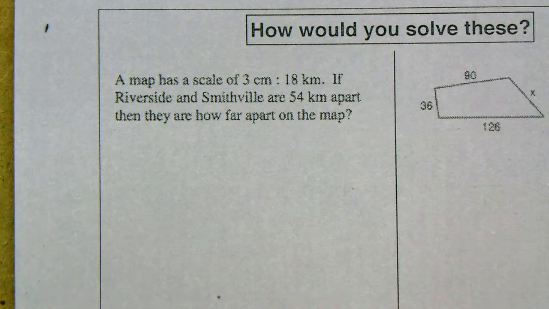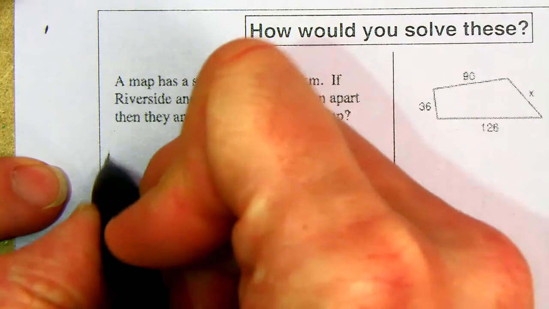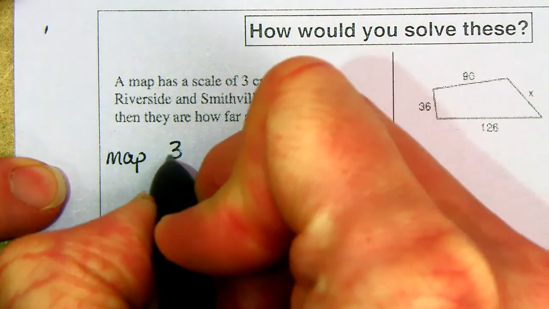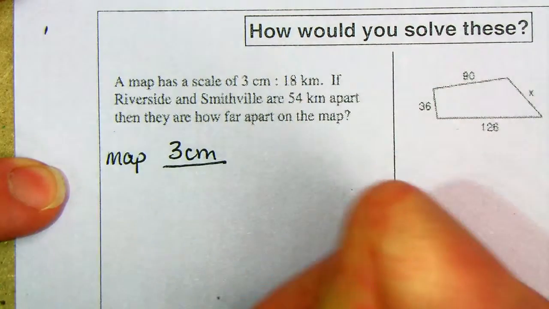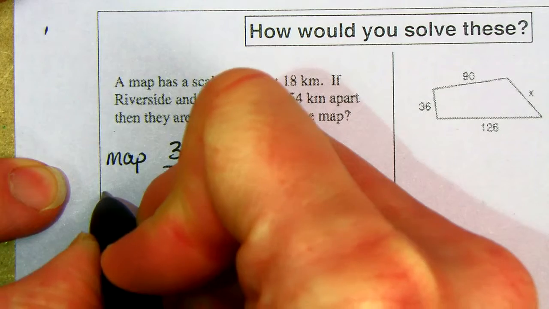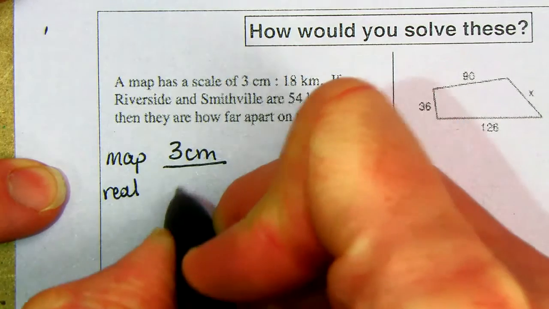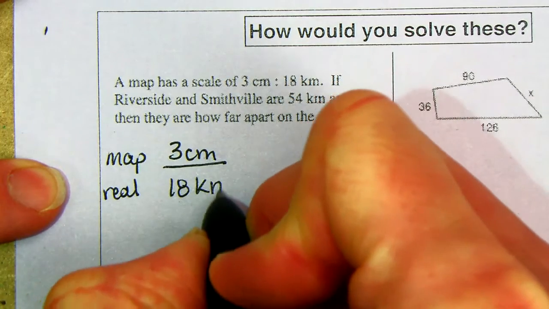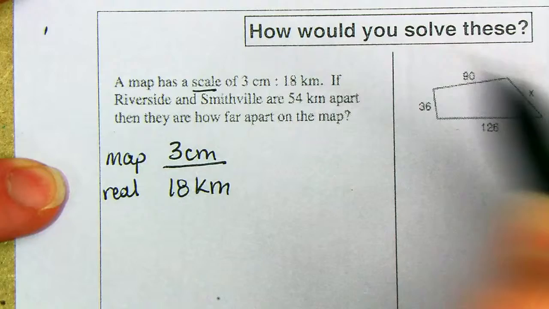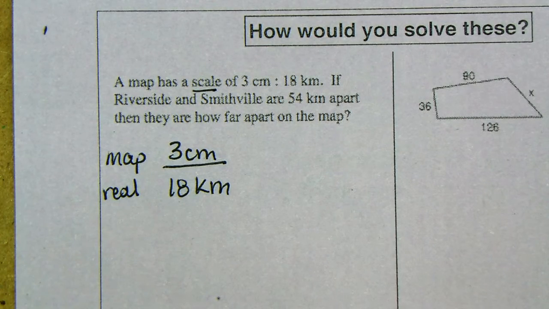A map has a scale of 3 centimeters to 18 kilometers. That means on the map, it is 3 centimeters, and in real life, it is 18 kilometers. That's a scale. A scale, ladies and gentlemen, does not have to be in the same unit, but you better be careful about that. Now, Riverside and Smithville are 54 kilometers apart. Then how far apart are they on the map?